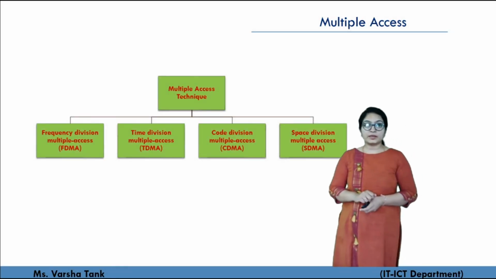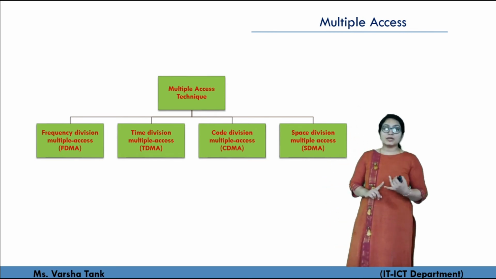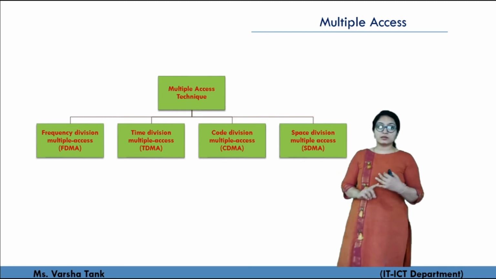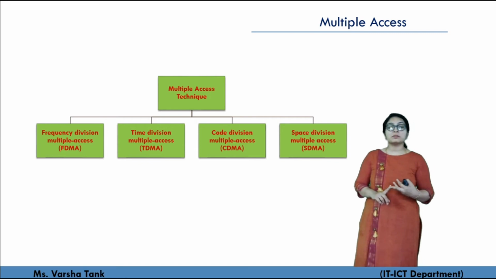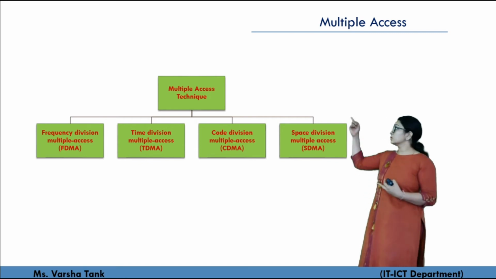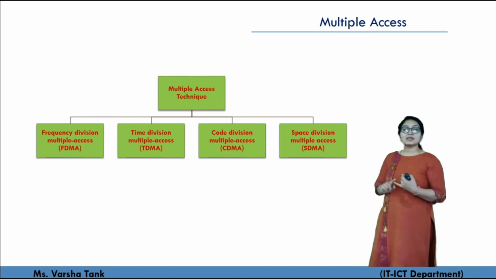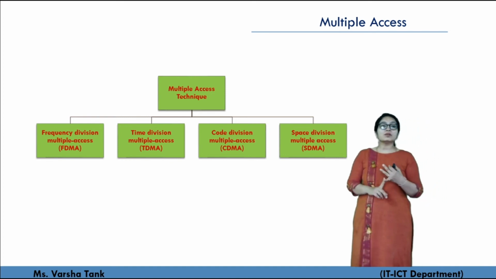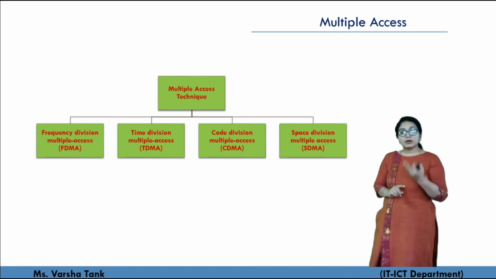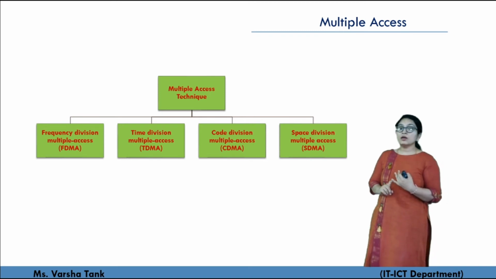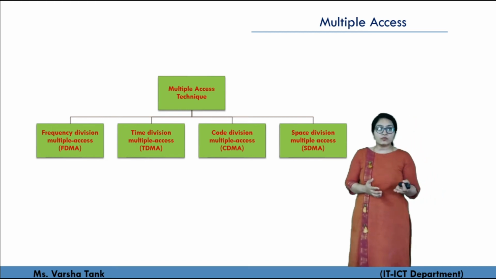Next is the multiple access technique. We have learned about multiplexing. Multiplexing is the technology that is based on time, frequency, space, and code. In the same way, this is the multiple access technique. What is the difference between multiplexing and multiple access? Multiplexing defines the technology, and multiple access defines the concept of how we can use this multiplexing, for example in GSM, in GPRS, in this type of technology.